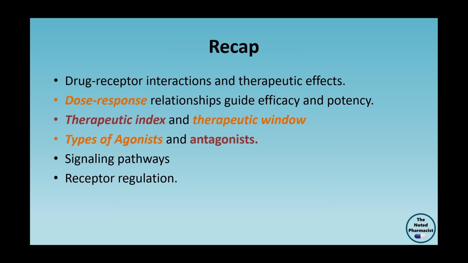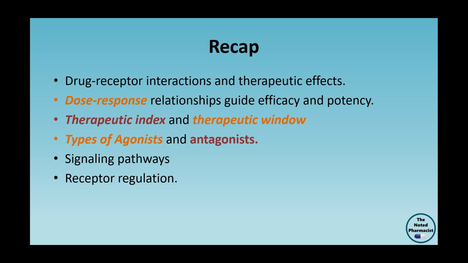Now that we've explored the key concepts in pharmacodynamics, let's take a moment to recap what we've covered. First, we discussed drug-receptor interactions, where we learned how these interactions initiate therapeutic responses and are fundamental to understanding how drugs work. Next, we moved on to dose-response relationships, highlighting how they guide our understanding of a drug's efficacy and potency, allowing us to predict the effects of different doses. Then, we looked at the therapeutic index and therapeutic window, which established the safety ranges for drugs, helping us to minimize adverse effects while maximizing therapeutic benefits.